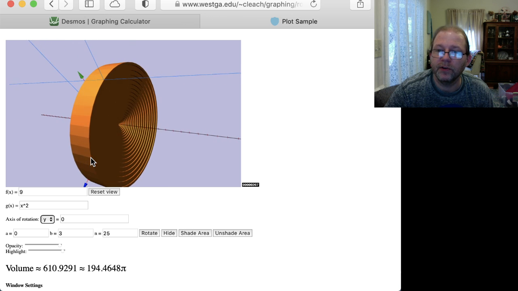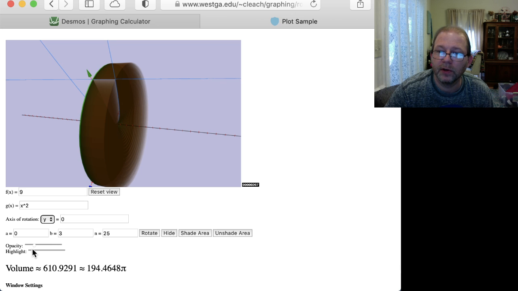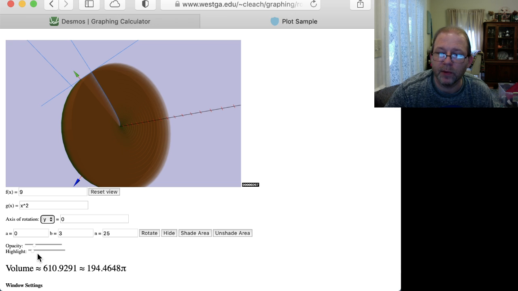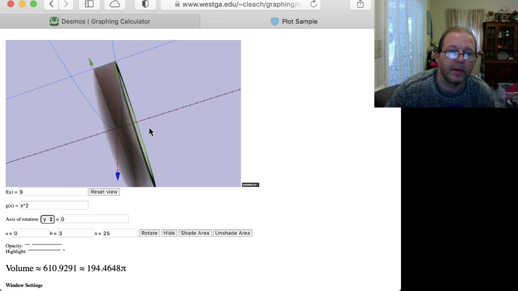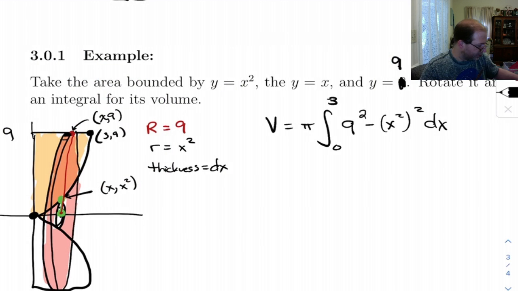And if we look at the different washers inside of here, start off back there. I guess that first one might be solid. Yeah, and then as you get closer and closer to the top, they get smaller and smaller. All right, so let's go back and work the integral out, and then we'll compare it to the answer that the calculator there gives us.